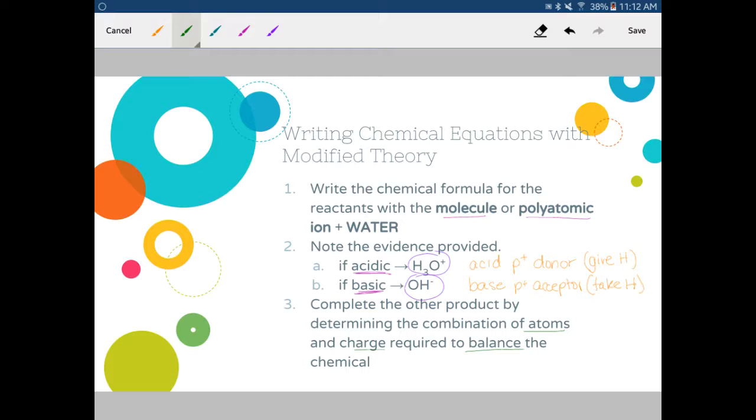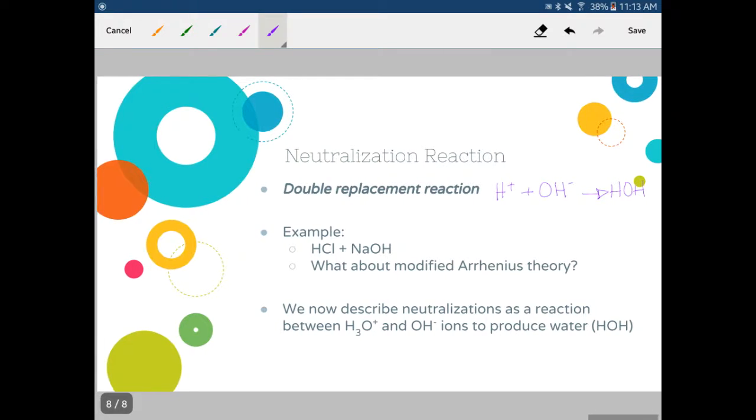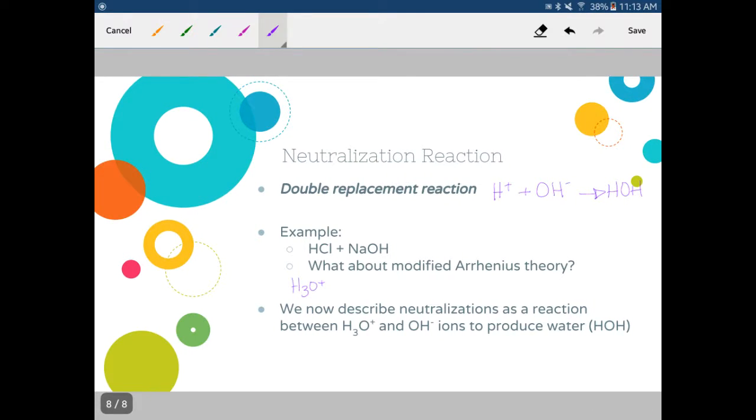Now, what about when we talk about a neutralization reaction? Generally, when we talk about neutralization reactions, we were talking about the reaction of hydrogen plus hydroxide forming water, HOH or H2O, whichever you prefer. That's what we know so far. However, with our modified Arrhenius theory, what we see is that our hydrochloric acid actually dissociates into H3O positive because it reacts with water. Because these have to be dissolved in water to react, we have lots of water available. So we have H3O plus and Cl minus.